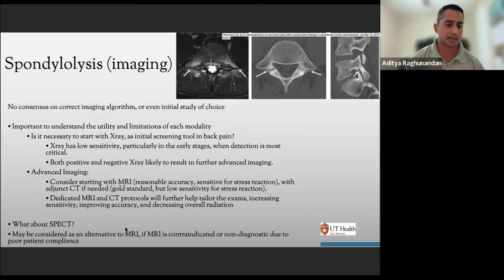And then as far as the SPECT CT scan goes, this again was something that was popular earlier. It's falling out of favor a little bit just because of the high dose of radiation that you're giving to a young adult.